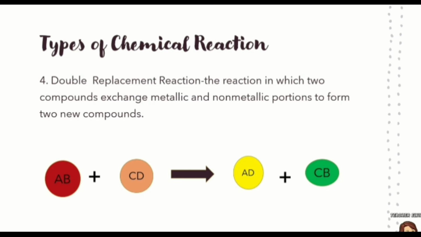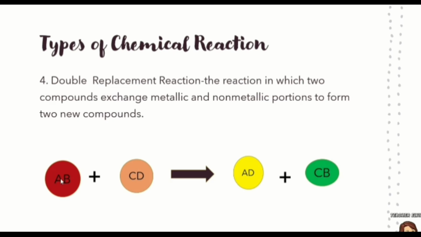The last type of chemical reaction is double replacement reaction. It is a reaction in which two compounds exchange metallic and non-metallic portions to form two new compounds. So we have product A plus product B. A will combine with D, and then C will combine with B. A here combines with D.